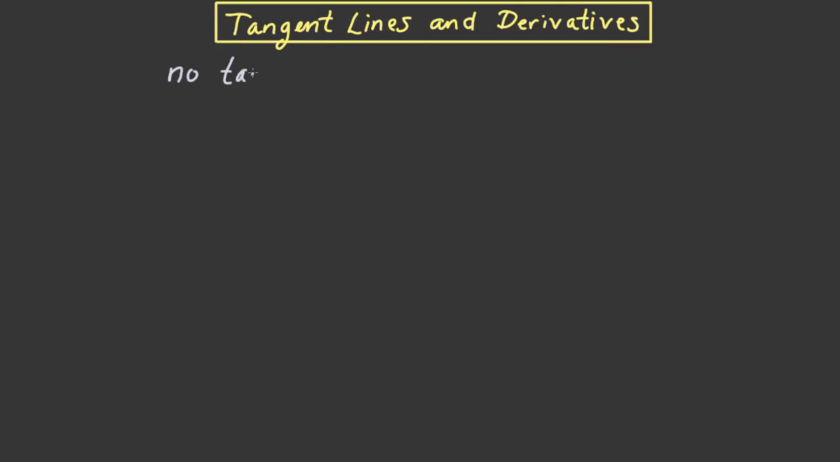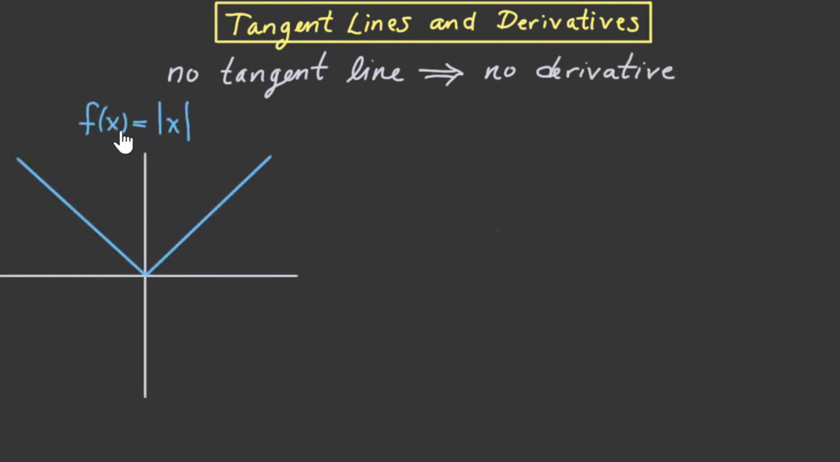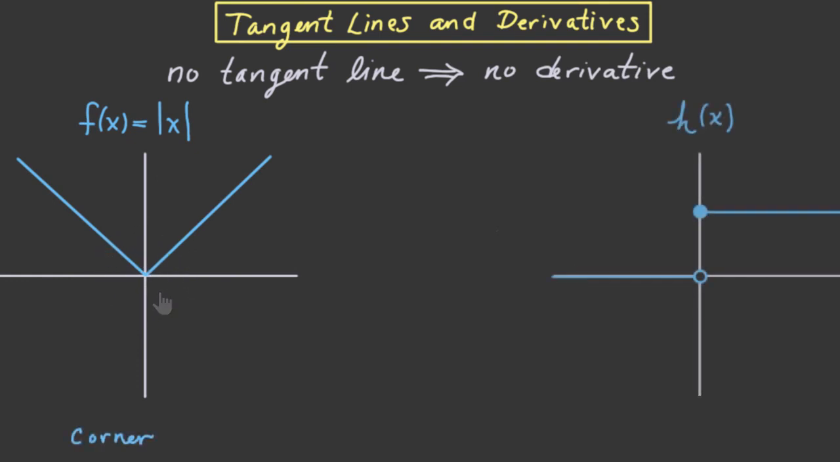You just did some problems where there was no tangent line at a particular point, which meant that there was no derivative at that point. The two examples that we looked at were the absolute value function, which has a corner at the point x equals 0, and the Heaviside function, which has a jump discontinuity at the point x equals 0. Let's look at these functions in a little bit more detail, starting with the absolute value function.